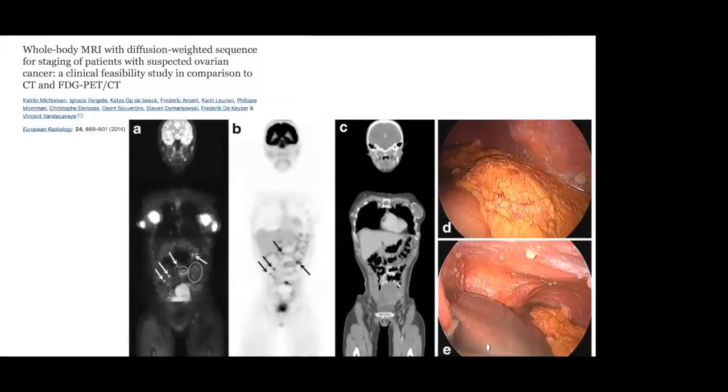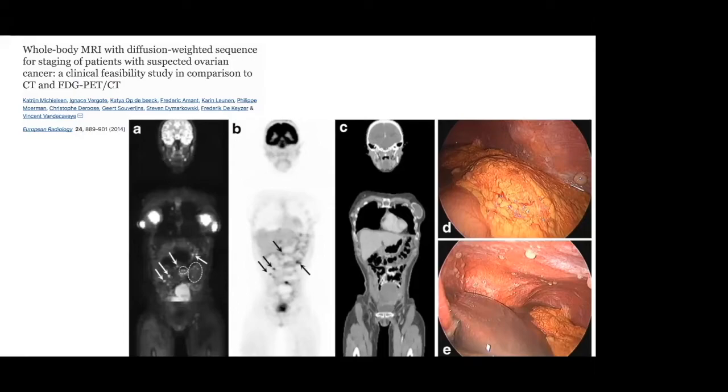It's particularly the group in Leuven that has extensive experience with this. This is a study that they published in European Radiology in 2014, where they compared whole body MRI, CT, and PET-CT for staging of patients with suspected ovarian cancer. The approach was as follows: they would get whole body MRI, and they would also get a PET-CT as part of the workup. In that institution, PET-CT is always a PET and then a high dose contrast CT. So that was compared.